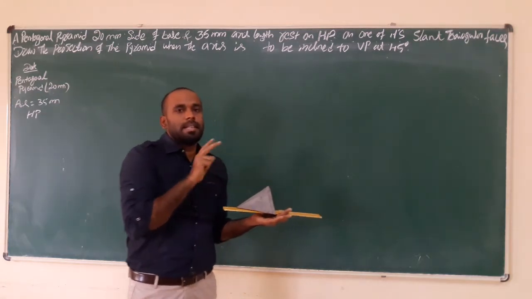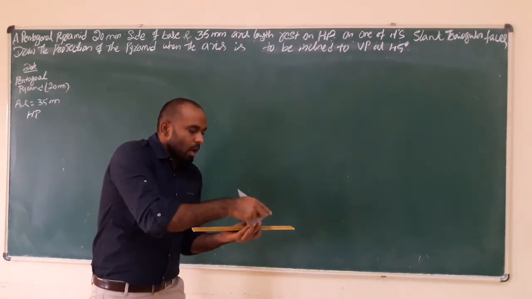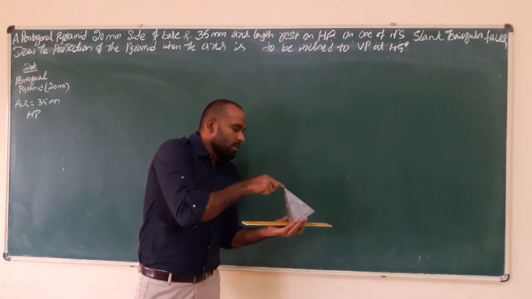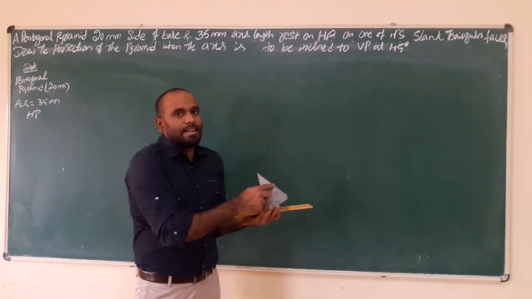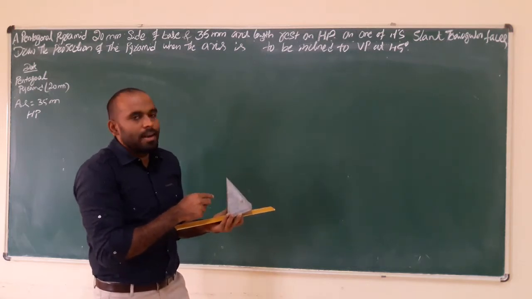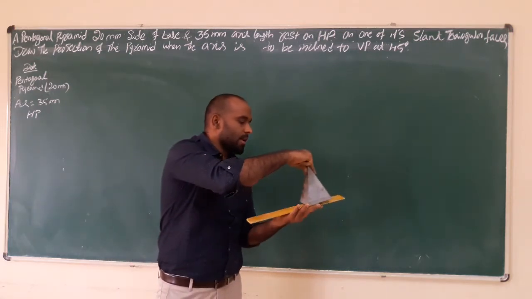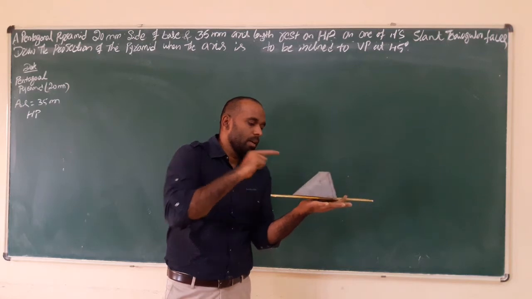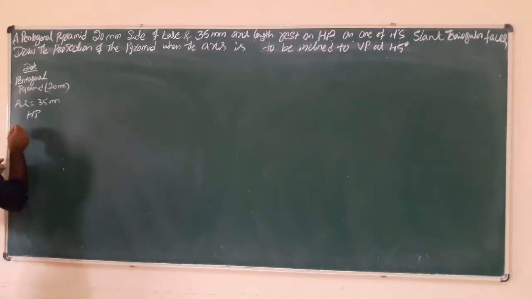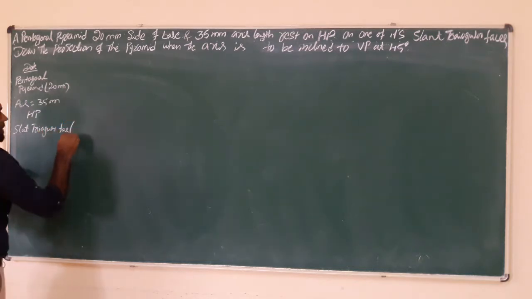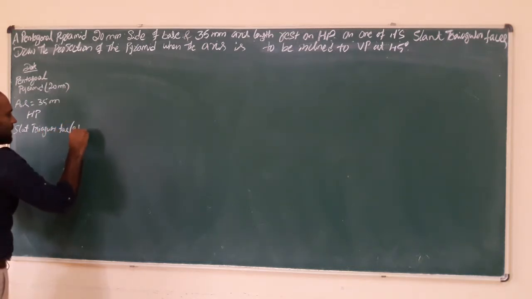If it is mentioned slant edge, the corner is connected to the center to another corner, that line is called a slant edge. In this problem, the slant triangular face is to be placed on the XY line, which means 0 degree. I will write slant triangular face, nothing but edge method.